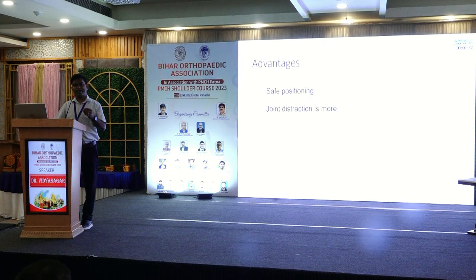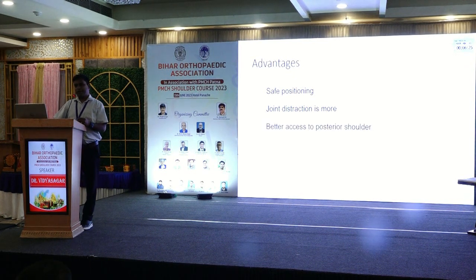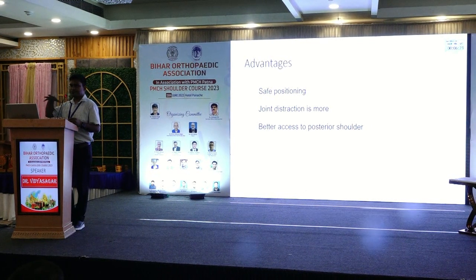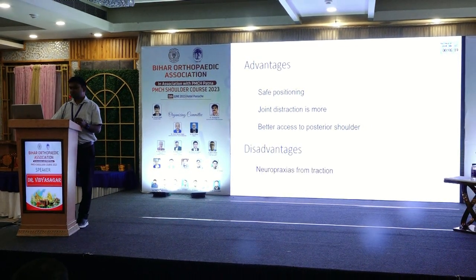Joint distraction is more as the hand is suspended. So there will be more joint distraction. Better access to the posterior shoulder, as it is 180-degree visualization. Coming to the disadvantages, neuropraxia from the traction may occur. Sometimes it has been seen that the superficial radial nerve, or in a few cases the median nerve, has become neuropraxic.